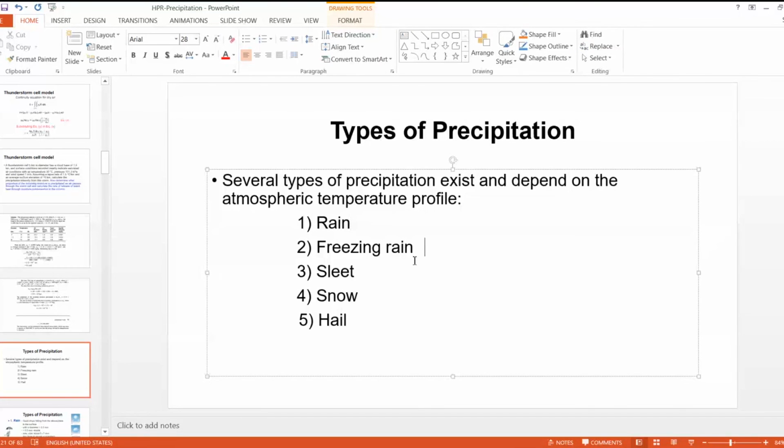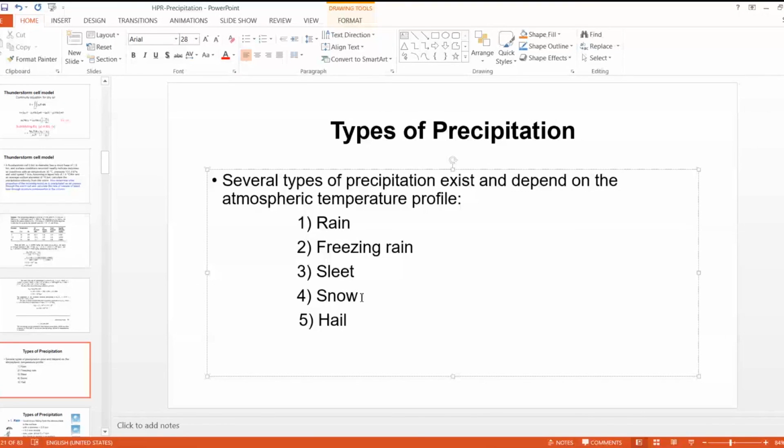Freezing rain and sleet occur because of the inversion of the temperature gradient. Snow occurs in the mid and higher latitudes, that is, latitude more than 50 degrees. Then we'll get snow because the temperature from the clouds to the earth is the freezing temperature.